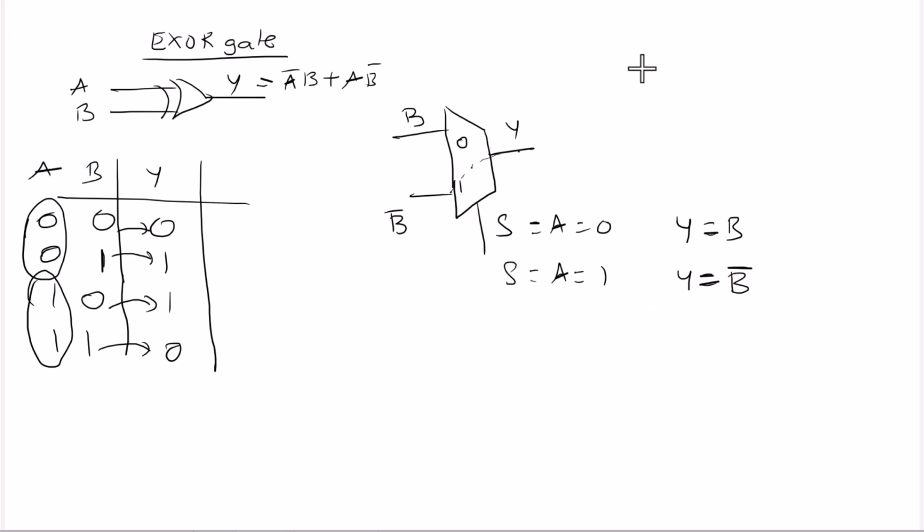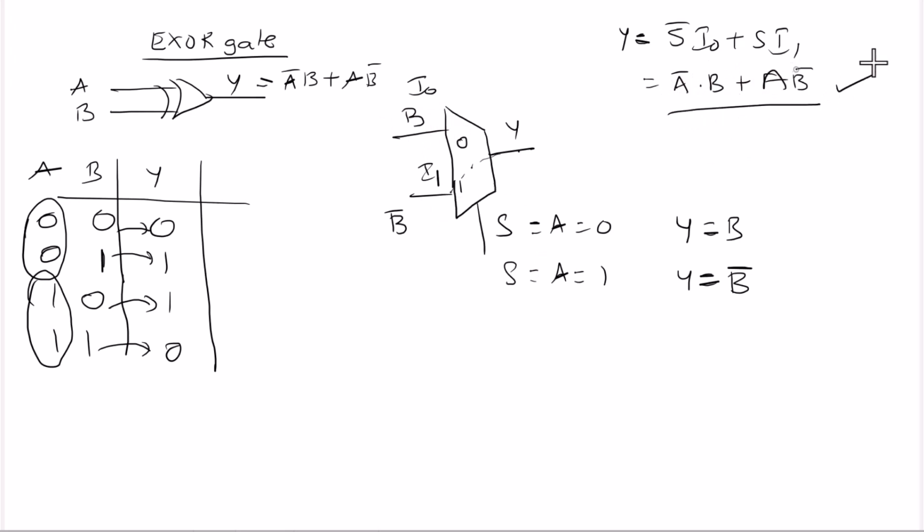Just observe the logic expression Y is equal to S bar I0 plus S I1, with I0 and I1. This is the basic logic expression we will see. Instead of S bar we put A bar, instead of I0 we put B, plus instead of S we put A, and instead of I1 we put B bar. So A bar B plus A B bar. As simple as that. And also you can implement this.